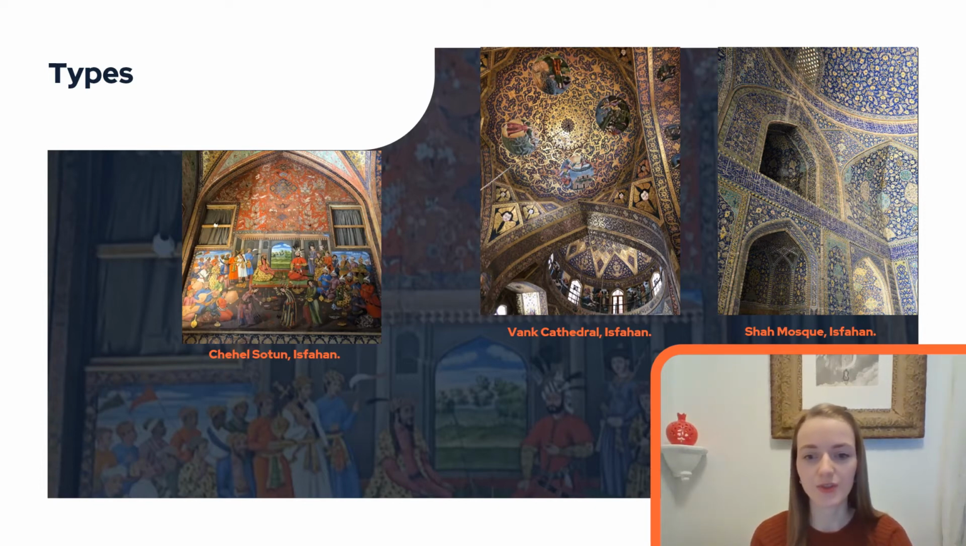Instead, the surfaces are filled with dense ornamentation and, very importantly, with rows of large script. These mostly represent Quranic verses, which is seen as the direct word of God.